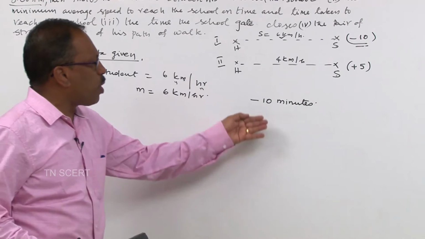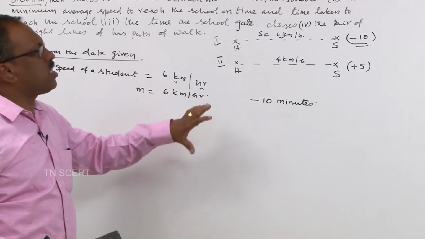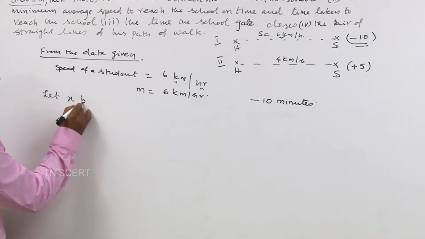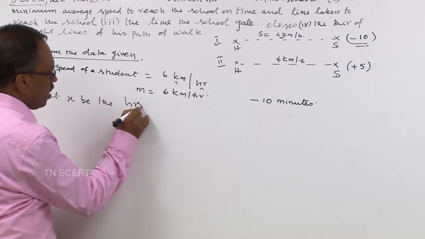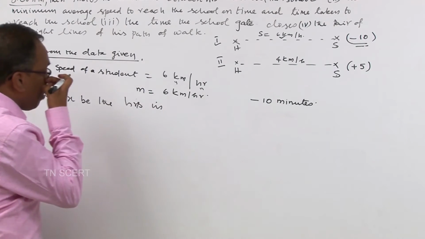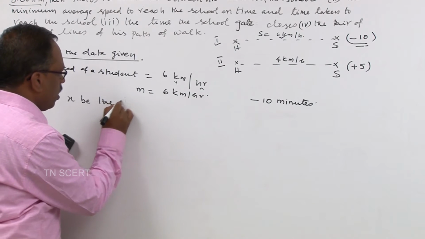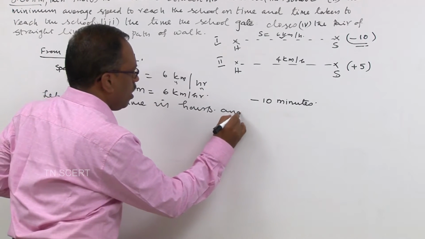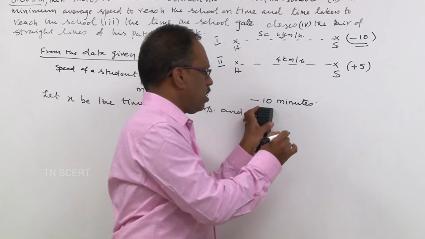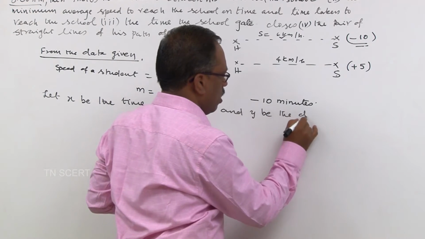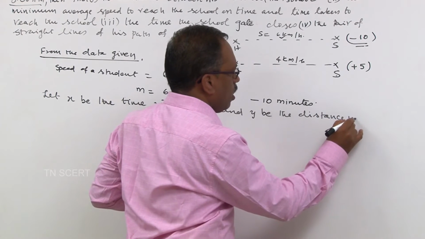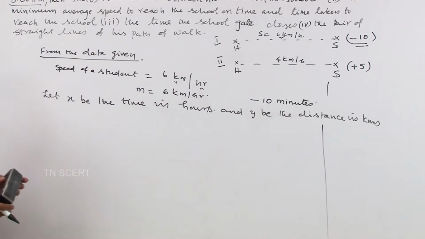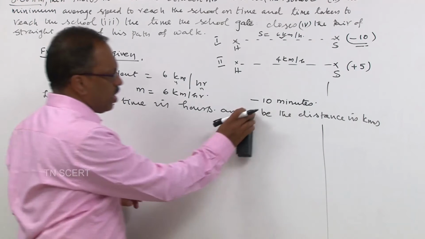So let us think about the problem. Here, what is x and what is y? We have to define it first. Let x be the time in hours, and y be the distance in kilometers. These are things you should note down, then only the sum will be easy for you. Otherwise it is much more difficult.